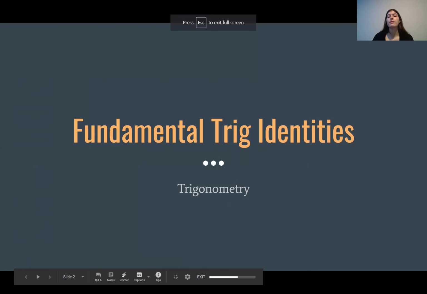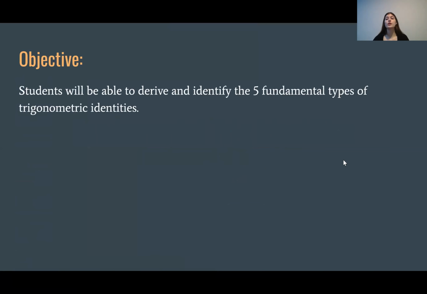So today we're going to be talking about the fundamental trig identities. Okay. So our objective for today is students will be able to derive and identify the 5 fundamental types of trigonometric identities. Notice, all I said was derive and identify. All right, we're not going to be verifying. We're not actually going to be doing any math. We're going to save that for the next PowerPoints. This first one is just an introduction to get us used to the idea of what identities are, and how we would use them in trigonometry.